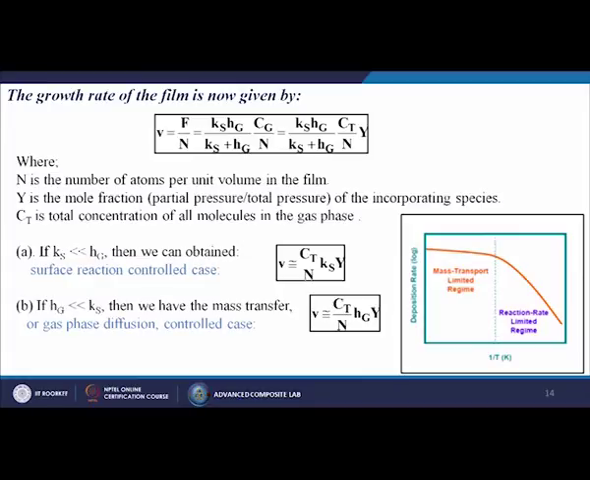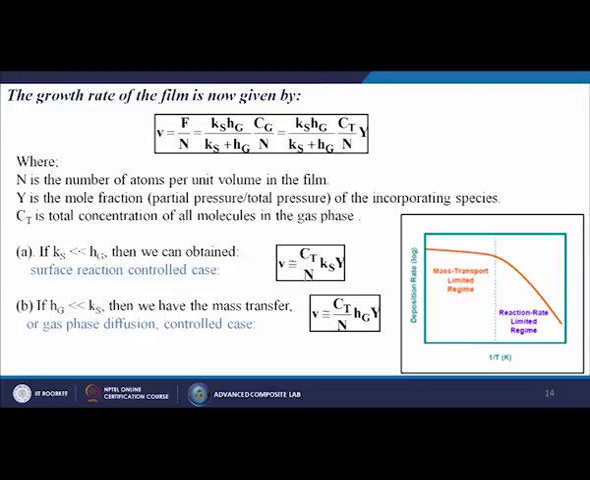So, if Ks is less than Hg, then we obtain the surface reaction controlled case, that is V is equal to Ct by N into Ks into Y. If Hg is less than Ks, then we have the mass transfer or gas phase diffusion controlled case, where V is more or less equal to Ct by N into Hg into Y. So, these are the equations over there.